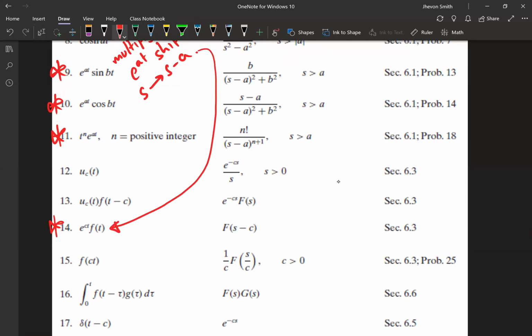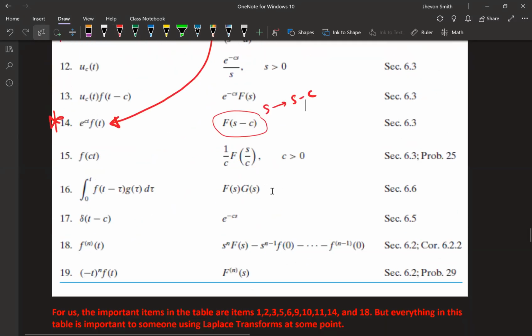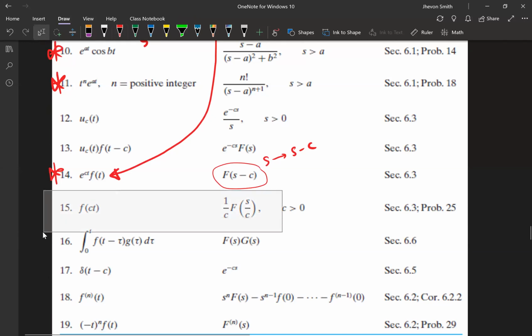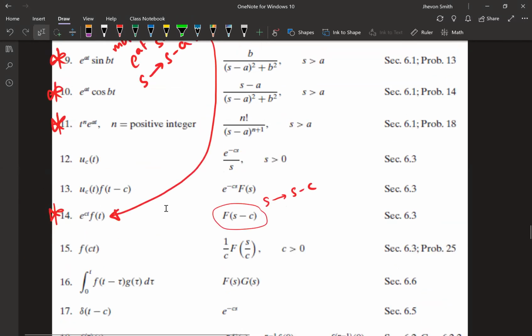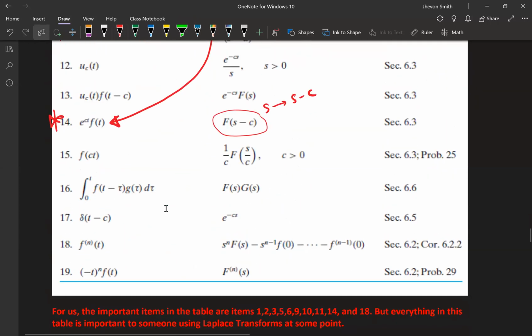So an exponential times a function, the Laplace transform of that is just going to be the Laplace transform where the s is shifted to s minus c. Okay, anything else? All of these are nice formulas, and at some point, everyone who uses the Laplace transform uses something in this table, but we're just using what we need. Also, this one is going to be important. This one is the one that's going to help us to solve ODEs.